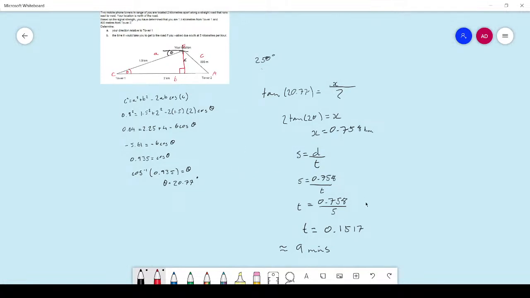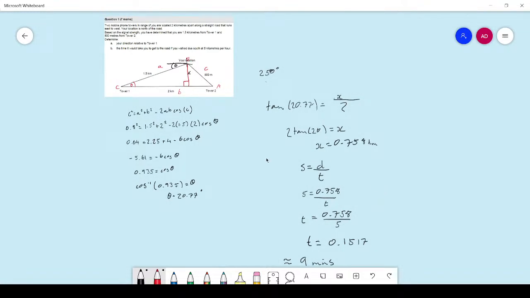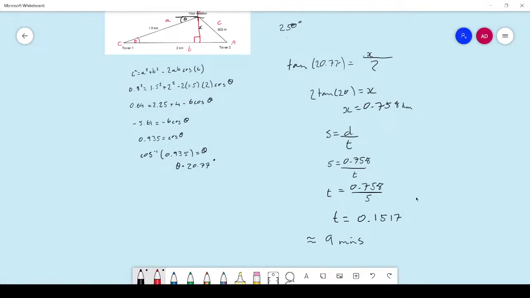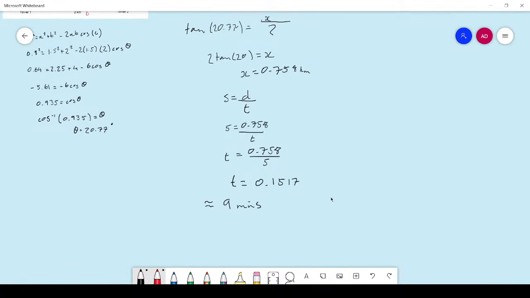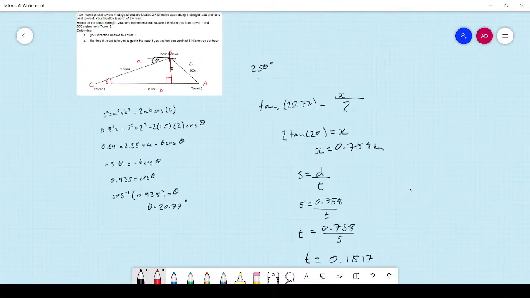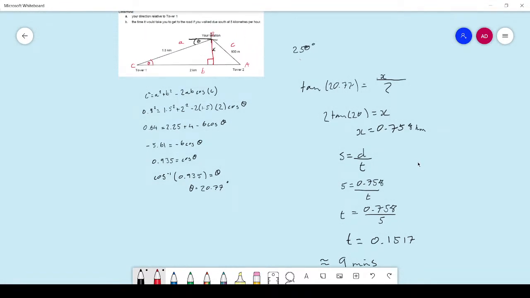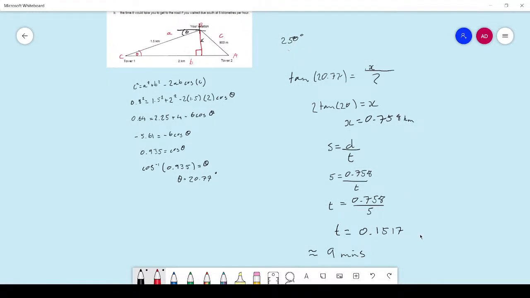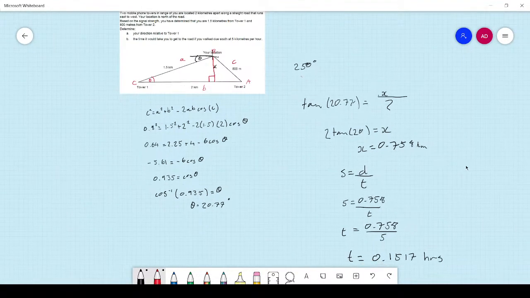If we can walk 5 k's an hour, and that's about just over 2/3 of a k, it shouldn't take very long. Let me just double check that that's right. Yeah, that's roughly 9 minutes. It's up to you guys how you want to present that solution, whether you want to keep it as decimal, or if you want to convert it to minutes, you just multiply by 60, because this here is in hours. Okay, so that's part B done as well.